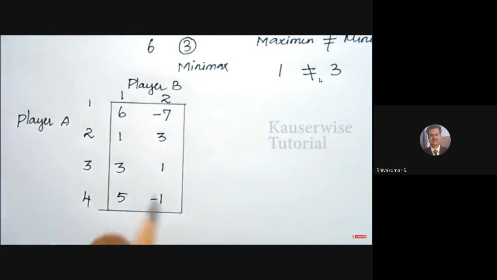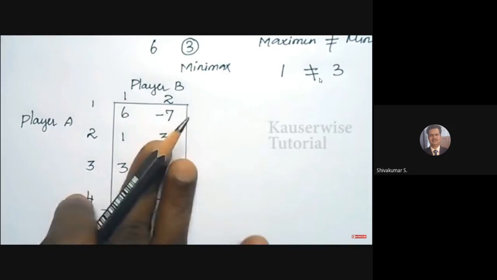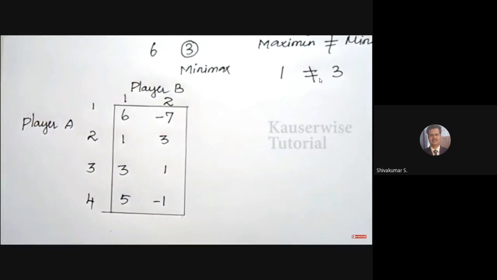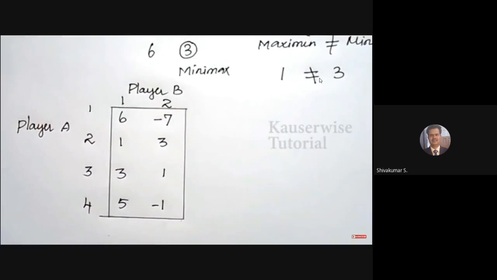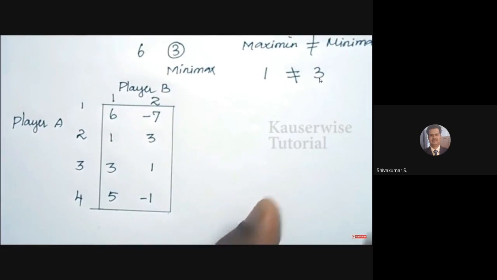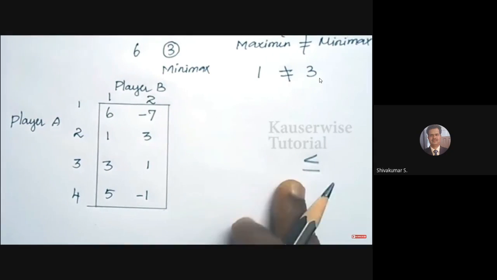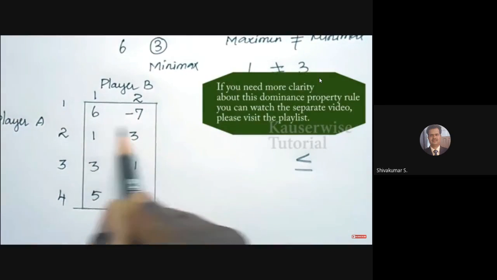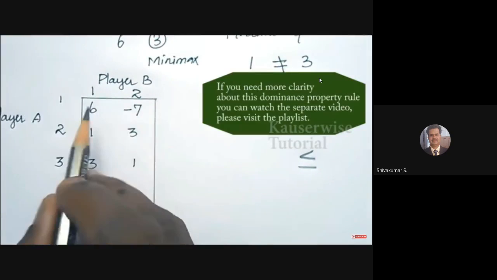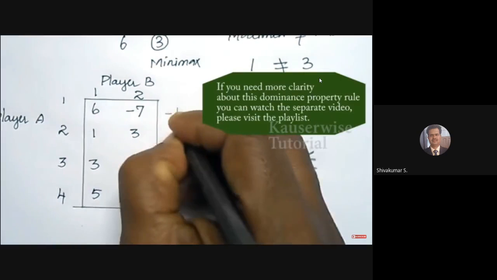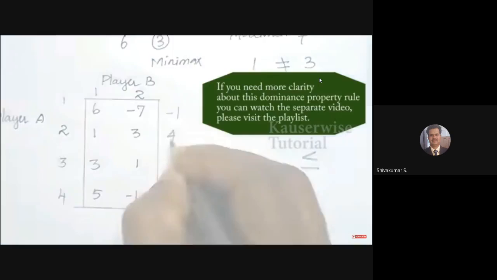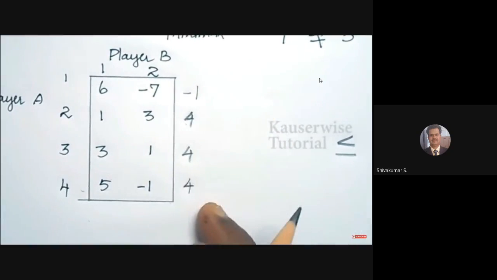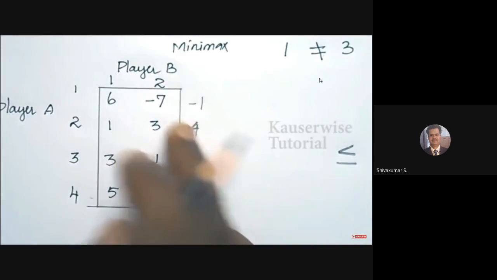Now try to reduce the number of rows. Here we have 2 columns, so you need not reduce the column, but we have 4 rows. Try to reduce the row with the help of dominance property. So what is the rule to reduce the number of rows? The selected particular row value must be lesser than or equal to any other row values. For applying this rule, first find out the total of each and every row. The first row total is 6 minus 7, minus 1; then 1 plus 3, 4; 3 plus 1, 4; 5 minus 1, 4. Among these values, which one is the least value? -1 is the least value.